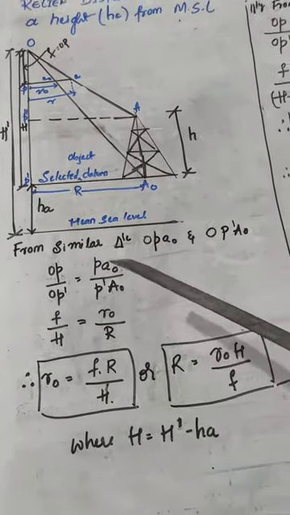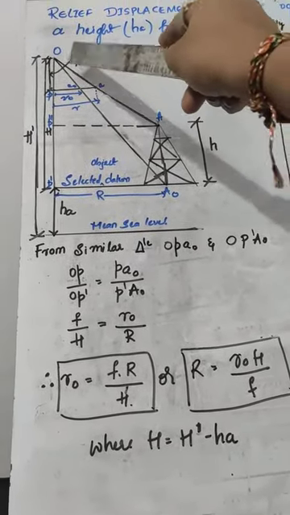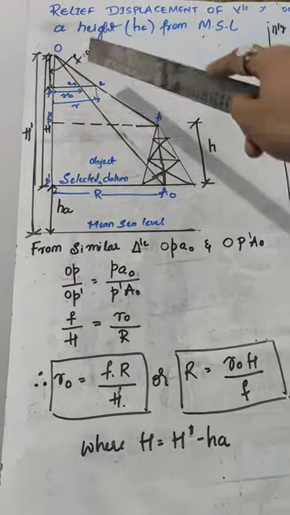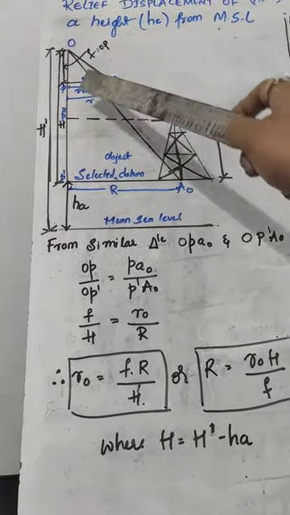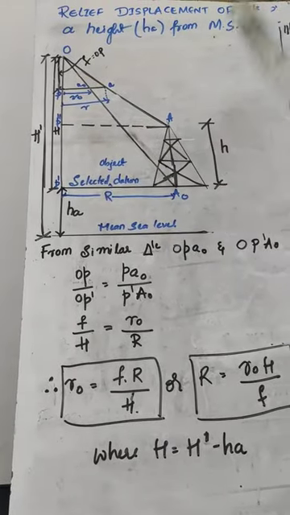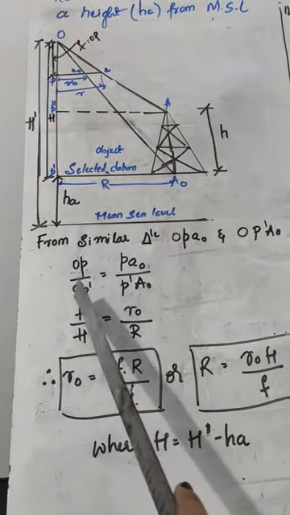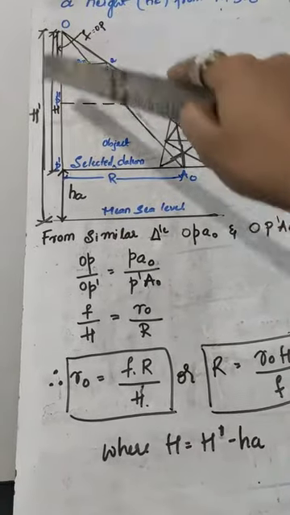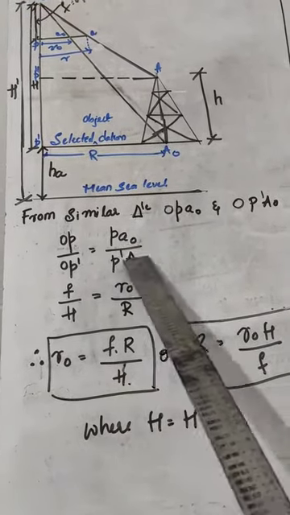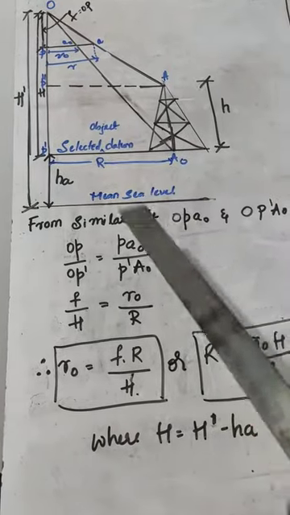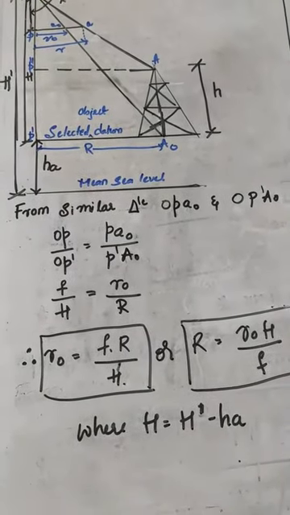So next, from the similar triangles OPA0, the small triangle, and OP'A0, the bigger triangle, we write the similar ratios: OP divided by OP', then PA0 divided by P'A0. We substitute OP, which is nothing but the focal length, as F, and OP', that is O to P', the height, as capital H. PA0, the distance P to A0, is r0, and P'A0, the distance, is R.